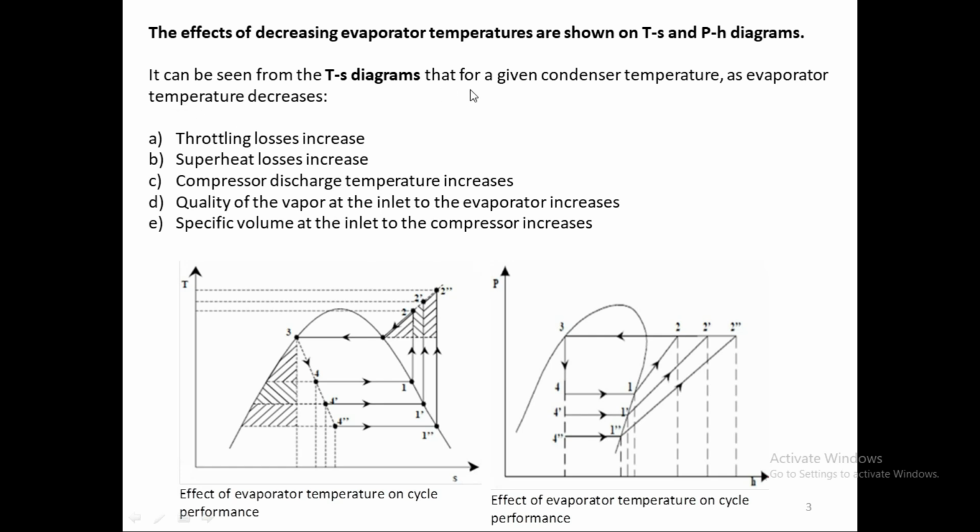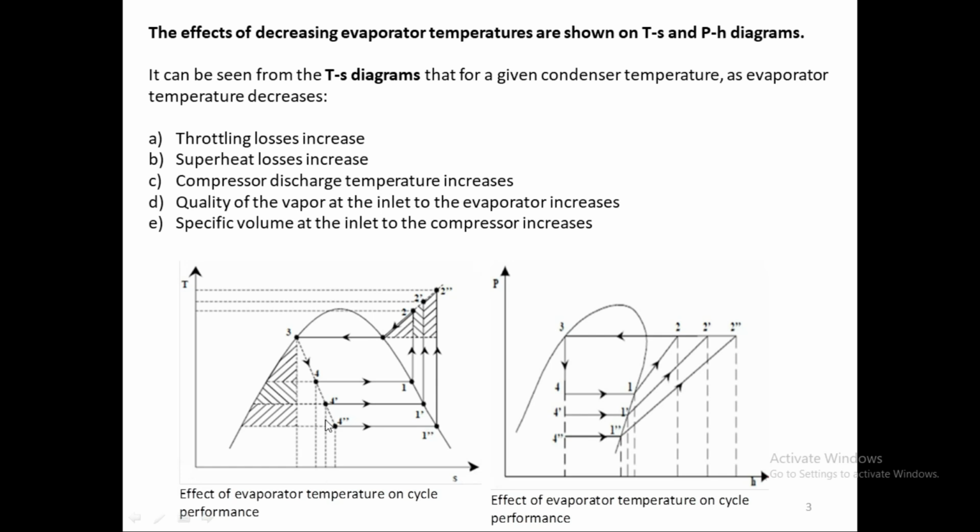It can be seen from the TS diagram that for a given condenser temperature, which we are keeping the same while just changing the evaporator temperature, as the evaporator temperature decreases, throttling loss will increase. As we are lowering the evaporator temperature, we are basically lowering the evaporator pressure, so the throttling loss will increase. Before, the cooling produced was 1 to 4, now it is 1 to 4 dash. So it has been reduced.